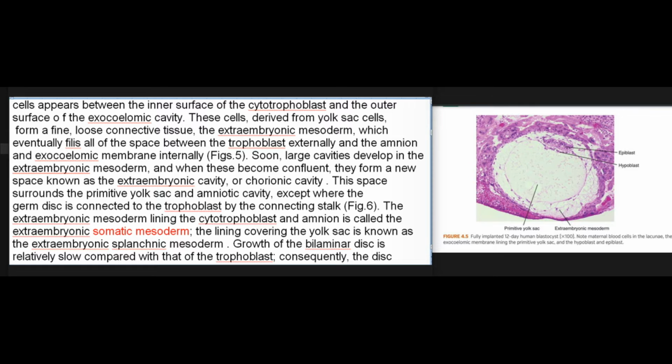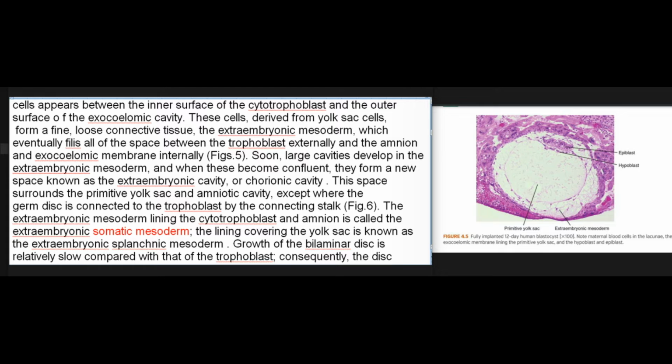Soon, large cavities develop in the extraembryonic mesoderm, and when these become confluent, they form a new space known as the extraembryonic cavity, or chorionic cavity. This space surrounds the primitive yolk sac and amniotic cavity, except where the germ disc is connected to the trophoblast by the connecting stalk, Fig. 6. The extraembryonic mesoderm lining the cytotrophoblast and amnion is called the extraembryonic somatic mesoderm; the lining covering the yolk sac is known as the extraembryonic splanchnic mesoderm.